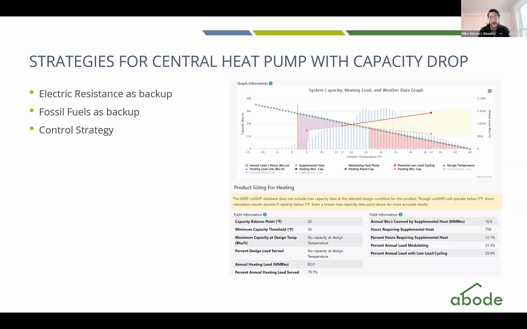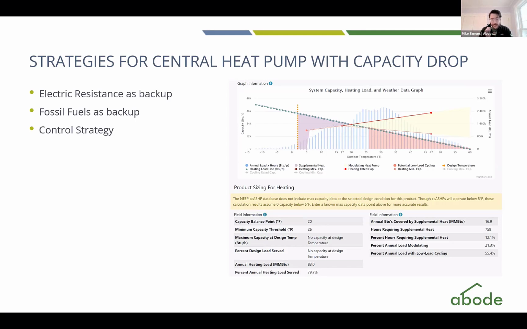Some strategies for heat pumps that do have a capacity drop: electric resistance is what a lot of contractors do. It's not a good thing to see if someone does live in a town with investor-owned utilities. Fossil fuels can be used for a backup, and with the NEEP database, they have this advanced sizing feature where you can put in what the heat load of the home is and the model number of the heat pump you're looking at, and it will just tell you what percentage of the load is going to be served by the heat pump versus the backup.